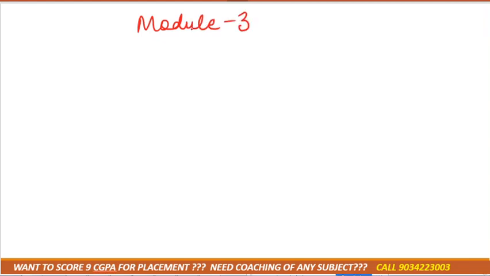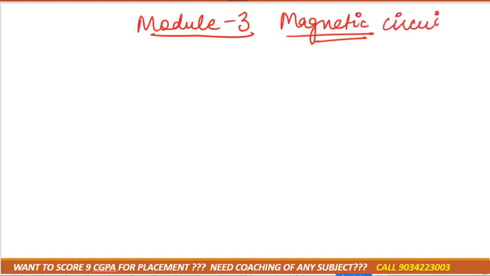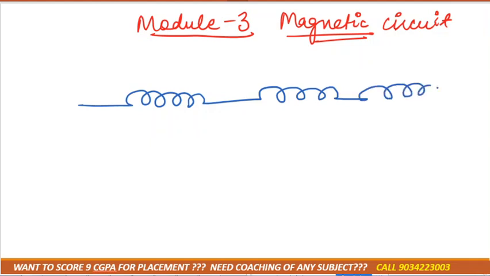That is magnetic circuit. Okay, so in the magnetic circuit we are having three types of inductors, suppose I'm having an inductor, another inductor, and another inductor. So we are having three inductors. This one inductance let us consider as L1, this one as L2, and this one as L3.